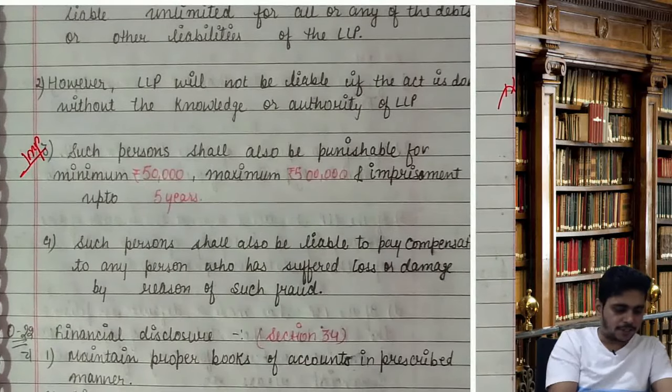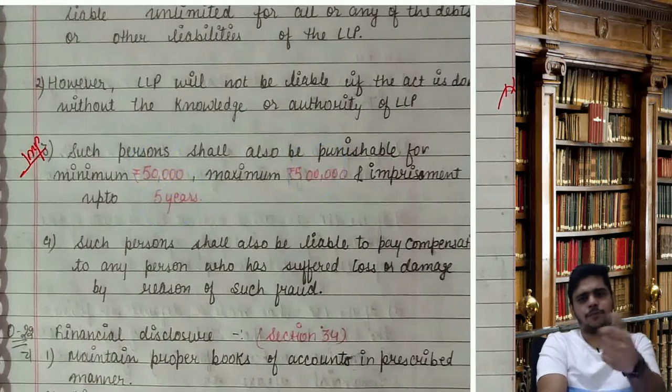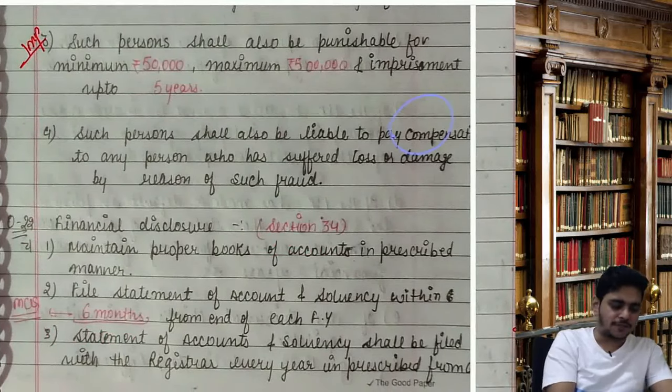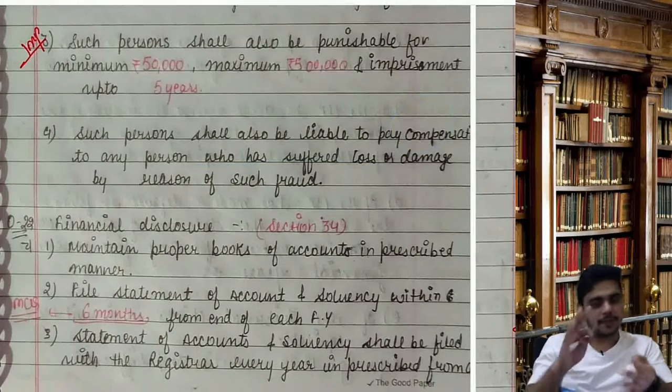Such person shall also be punishable with a minimum of 50,000 and a maximum of 5 lakhs, and imprisonment up to 5 years. There would be a question on this, so that's the reason we have written it as important. Such person shall also be liable to pay compensation to the person who has suffered loss. Unlimited liability: penalty plus compensation.